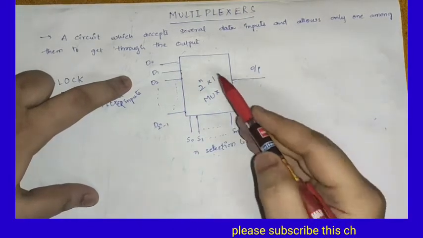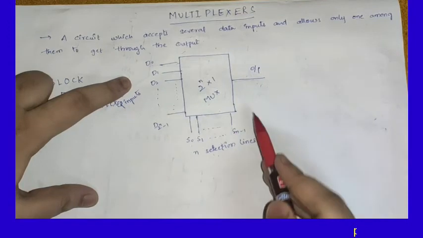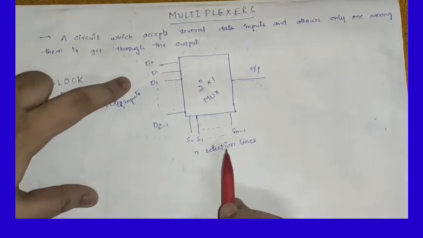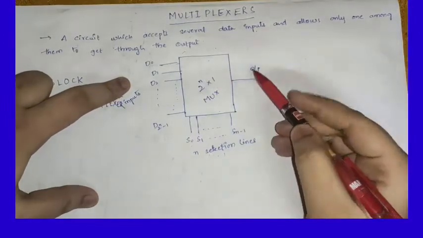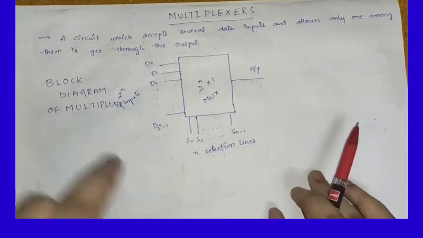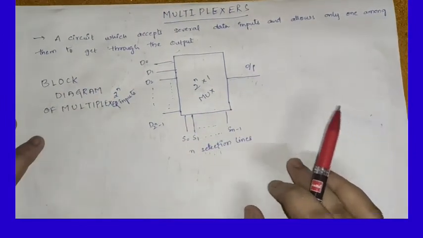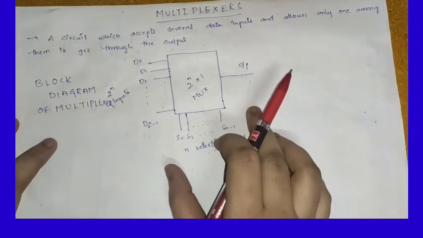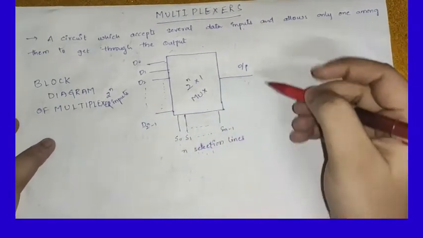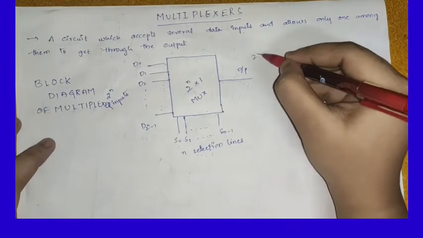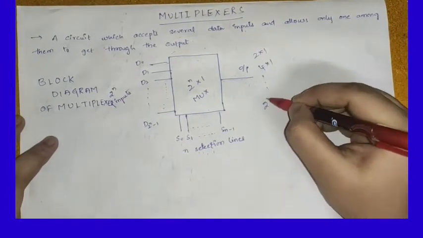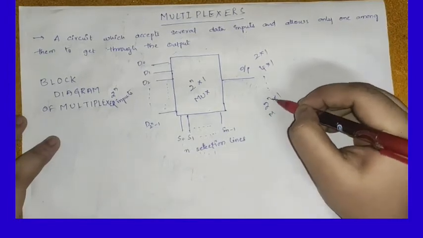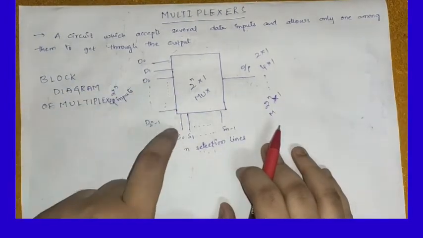The selection of the input to get through the output is done by these selection lines. These selection lines select the desired input to get through the output. So this is the block diagram of the multiplexer. Multiplexers can be 2 by 1, 4 by 1, and so on, 2 power n by 1 multiplexers. So the general block diagram is this.